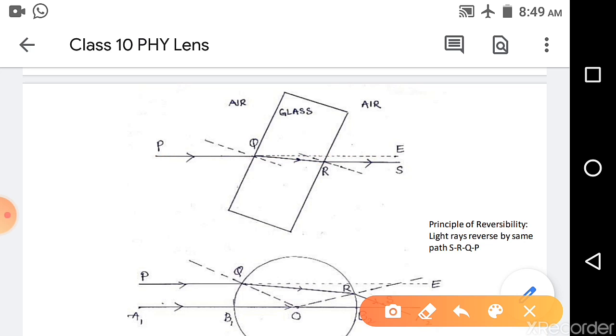One more thing that we have discussed is the principle of reversibility, that is, whenever a light ray reverses, it goes from S to R, then R to Q, then Q to P. This is called the principle of reversibility. That means light will take the same path back, and the same path it will take to emerge out. You know about the principle of reversibility.